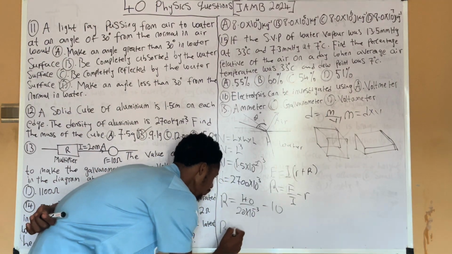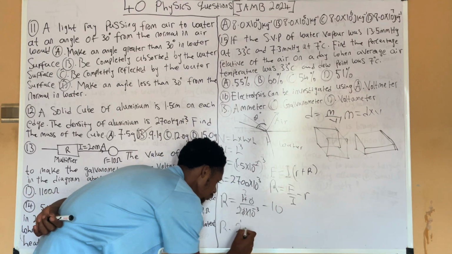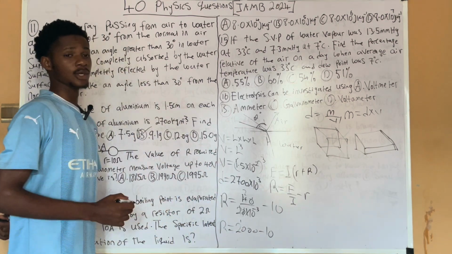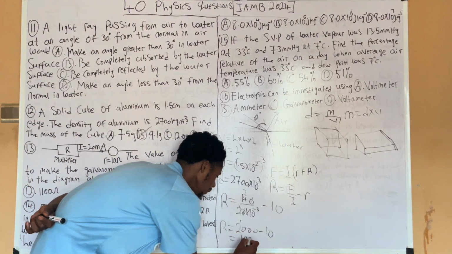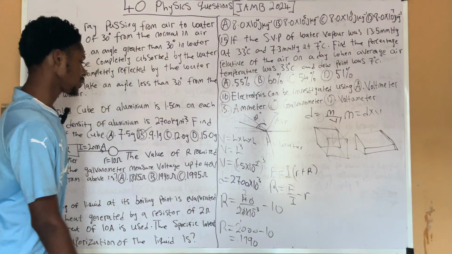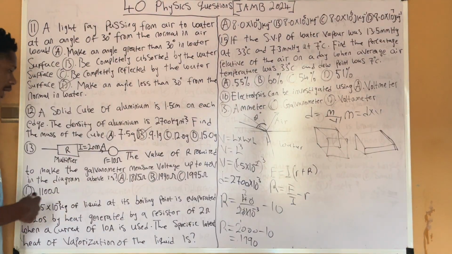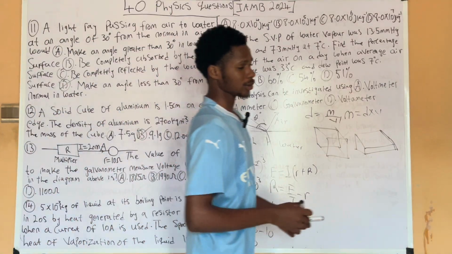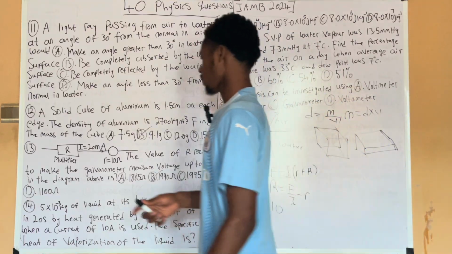Now when you do the maths here, 0 cancels 0, 2 here is 1, 2 here is 2. When this goes up, we now have 2000 minus 10, which simply gives us 1990 ohms. So which of the options best describes the answer? It is option B. Questions on resistors are dealt with by understanding the concept, knowing the formulas, and knowing what to do in problems like this.